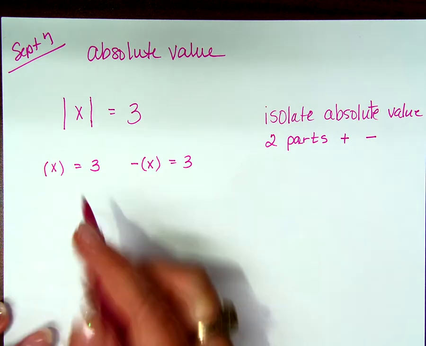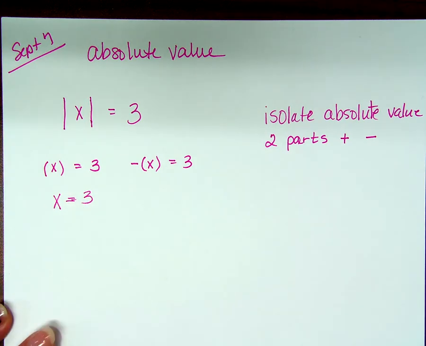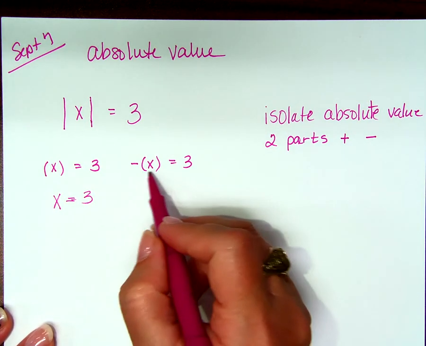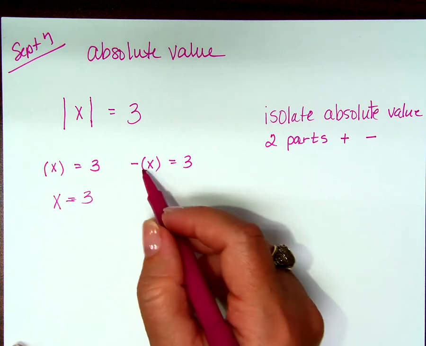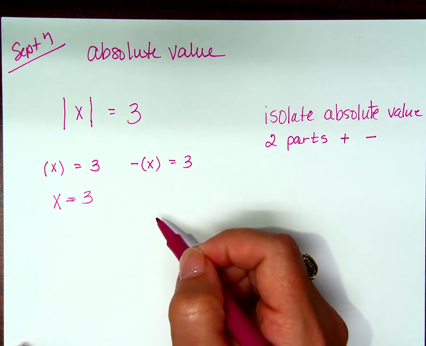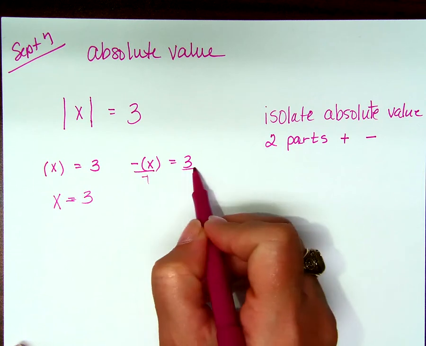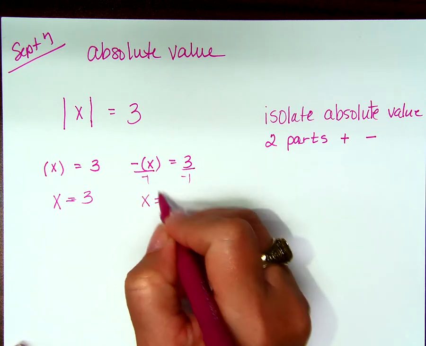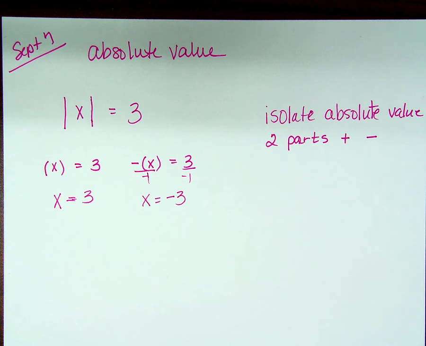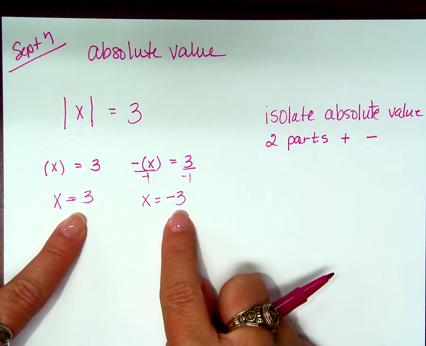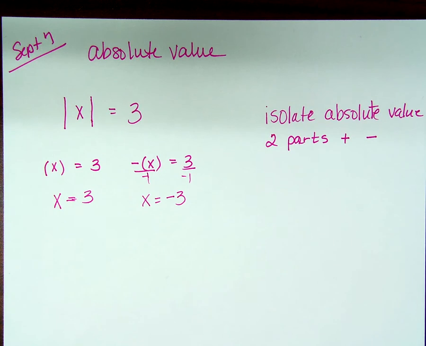Now, this is pretty obviously x equals 3, right? It's pretty obviously the answer. What do I do with this to solve it? How do I solve a negative x equals 3? Yeah, divide by -1. x equals what? -3. Isn't that what we said to begin with, that the answers would be 3 and -3? This is the mathematical argument that proves those are the 2 answers.